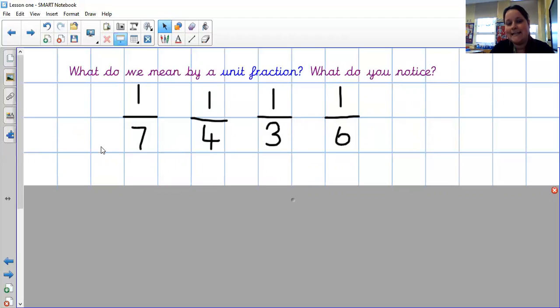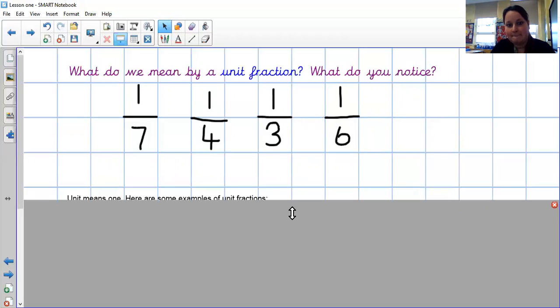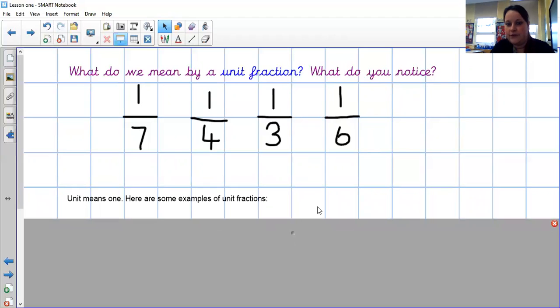Hopefully you have noticed that the denominators are all different. So that might be something that you've noticed. So the whole is split into a different number of equal parts in each of those fractions, but our numerator is always 1. So in these fractions, our numerator is always 1. We are interested in 1 of those equal parts. So those are examples of unit fractions. So unit means 1. So if we're dealing with unit fractions, our numerator is always 1. We are interested in 1 of those equal parts.